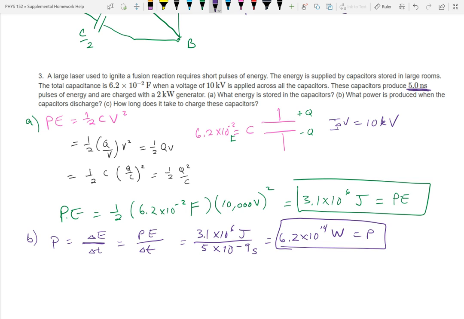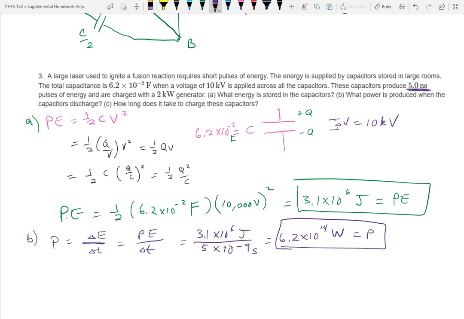Now, what's key here? We're charging it with a 2 kilowatt generator. That's 2 times 10 to the third. We're getting out 6.2 times 10 to the 14th watts. Third versus 14. Why do they use the capacitor? Because it stores energy. Because it let us get more energy out. Because it let us dump the energy quicker. During that 5 nanoseconds, it's using more power than the rest of the city. So they couldn't just use the municipal power supply, or else they'd have to black out the city and then some.